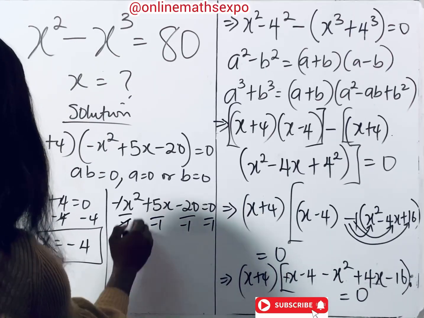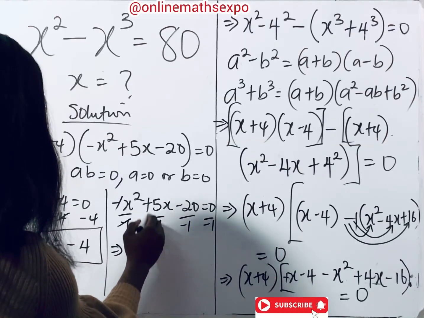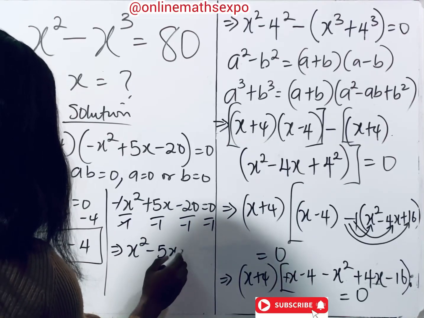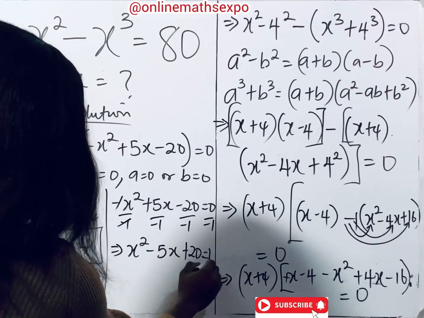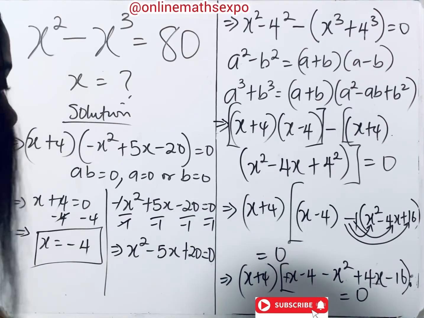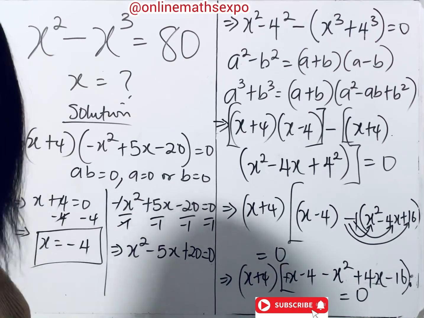We're going to have x squared. This divide gives us negative 5x, and this will give us positive 20. If you divide this, it gives you 0. Did you see what we've gotten? Now, we are using the formula method.